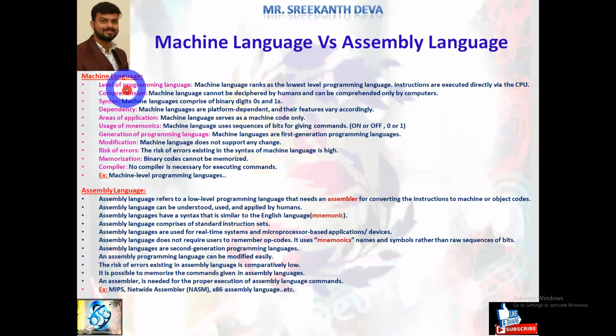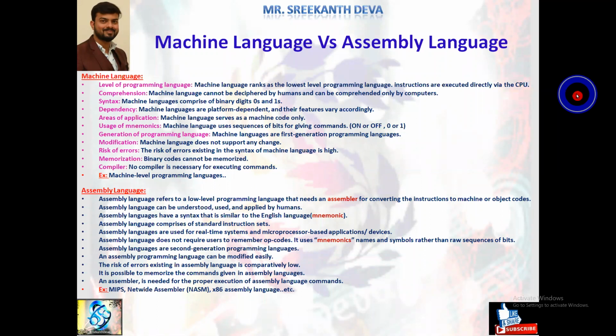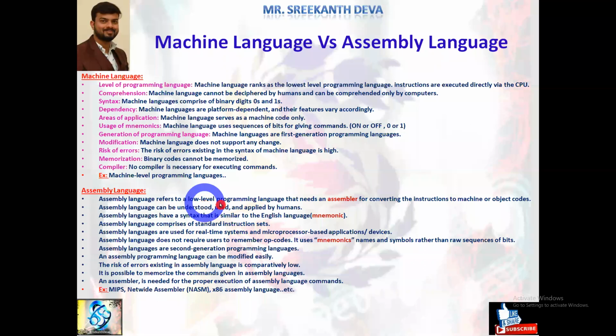In machine level language, the level of programming language ranks at the lowest level. Instructions are executed directly by the CPU, the Central Processing Unit. Coming to assembly language, it refers to a low level programming language that needs a translator called an assembler for converting the instructions to machine or object code.